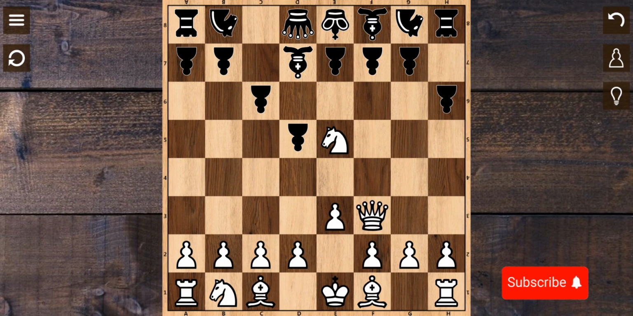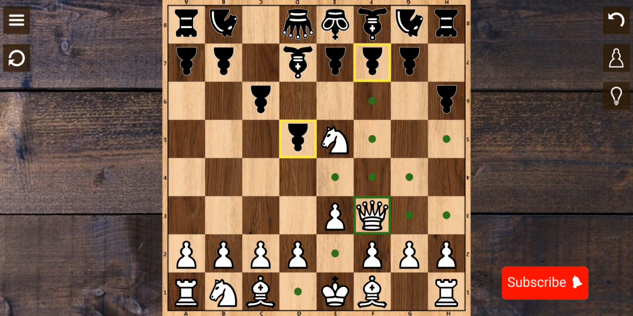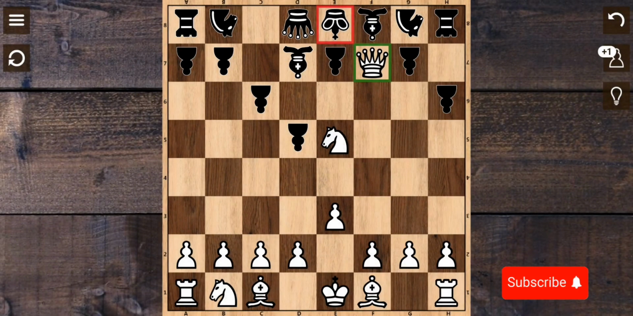To sum up, it doesn't really matter how many of the opponent's pieces you capture. The aim of the game is to deliver a checkmate to the opponent's king. A checkmate is attained when the king is in danger and has nowhere to escape.